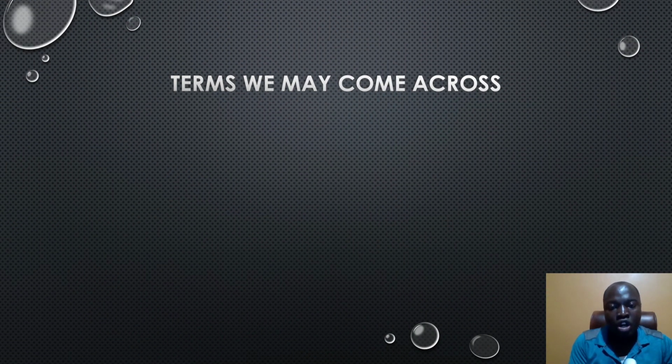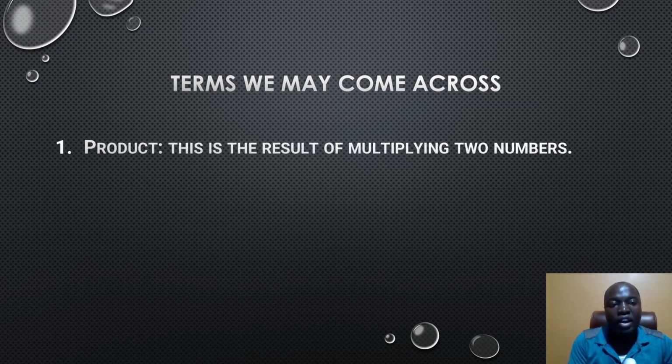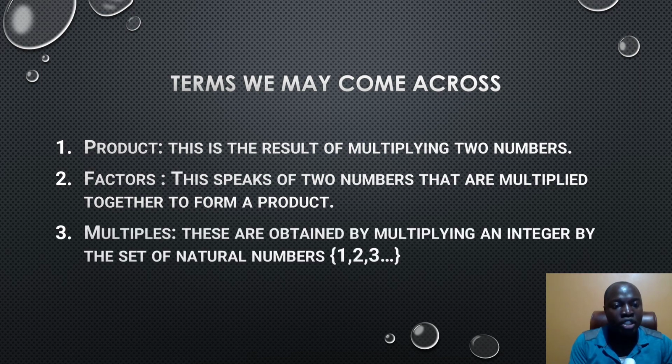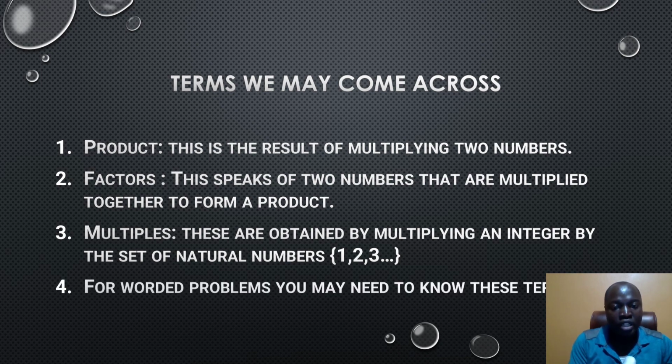Some terms that we may come across while dealing with multiplication with integers. Product: this is the result of multiplying two numbers. Factors: this speaks of two numbers that are multiplied together to form a product. Multiples are obtained by multiplying an integer by the set of natural numbers. The set of natural numbers are 1, 2, 3, and you go on forever and ever. So to form multiples, you may start with, say, 2, and multiples of 2 would be like 2 times 1, 2 times 2, 2 times 3, 2 times 4, and so on.